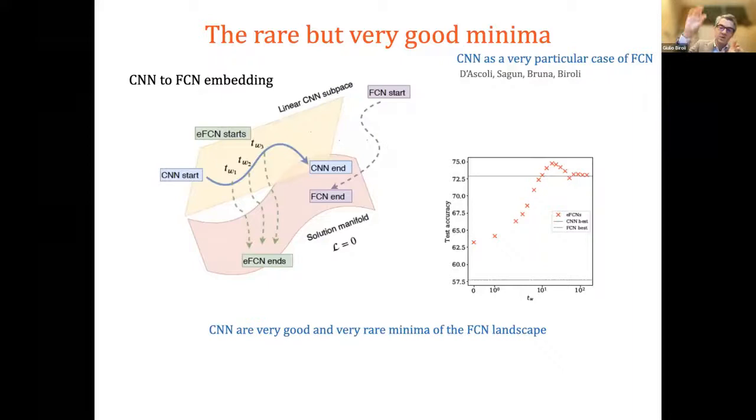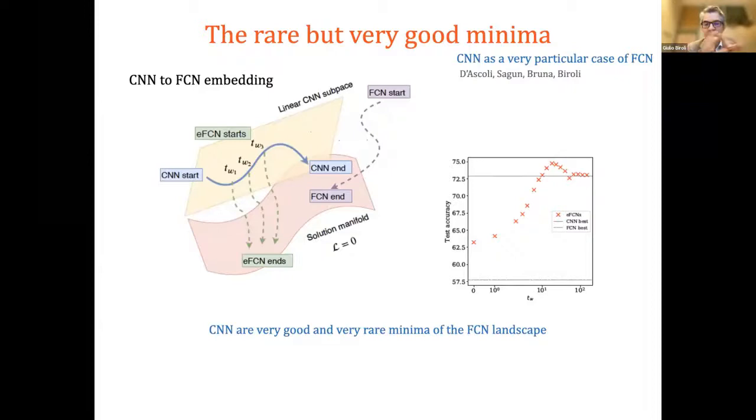And then you see that if you release the constraint along the trajectory, you can even gain in test accuracy if you keep the constraint of the convolutional network until a certain point and then you release it. So the idea is that putting this constraint forces the system to be in the very rare basin. And once you are in the very rare basin, then it's good to release the constraint in such a way that you optimize as much as possible.